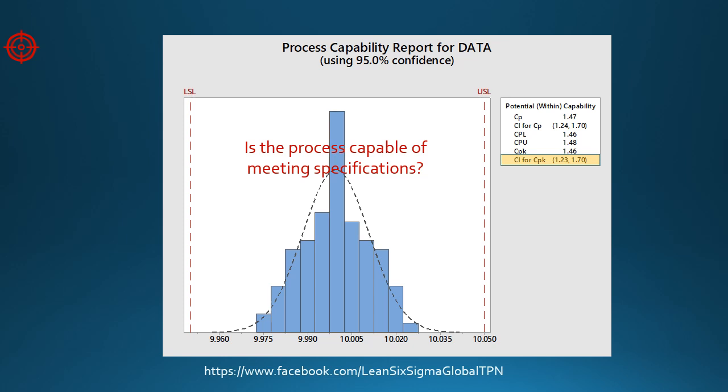So because the interval contains values less than 1.33, we cannot say with 95% confidence that Cpk is at least 1.33. The true capability value may be any value in that interval, which includes 1.23.